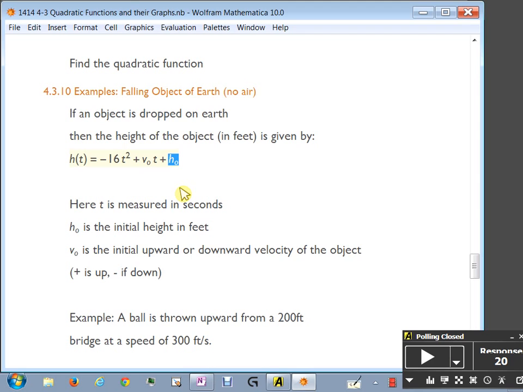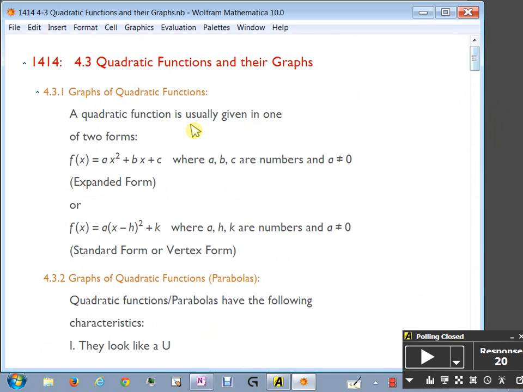Now H naught is the starting height. So, 4 feet, 5 feet, 6 feet. So if you know where an object started from, if you know its initial velocity, then you can tell me everything about where it is at every point in time. And it is a parabola, okay? Imagine that that's x squared. Imagine that that is an x. And imagine negative 16 is our a. V naught is our b, right? And H naught is our c. And that looks like the standard form, expanded form of a quadratic, doesn't it?